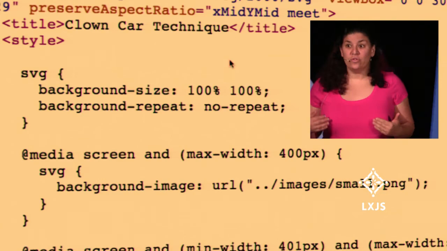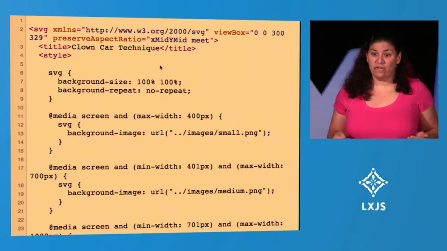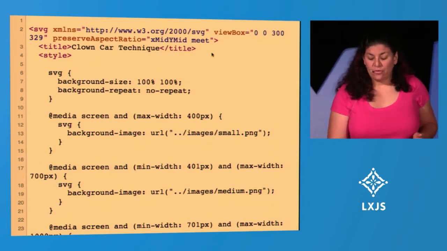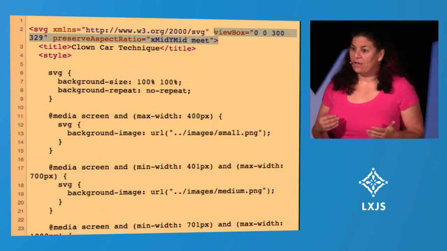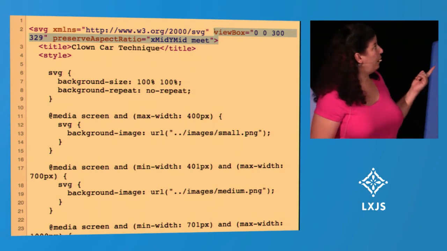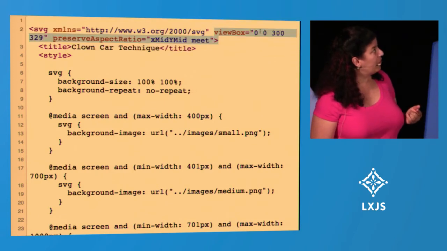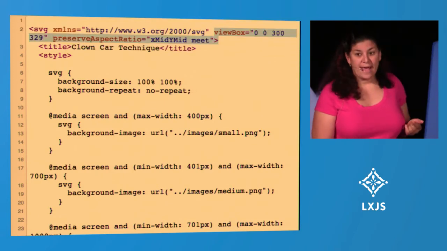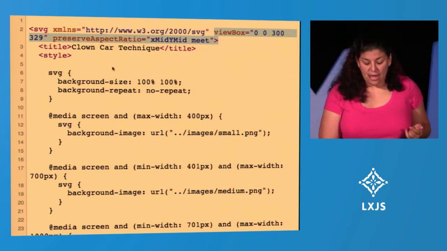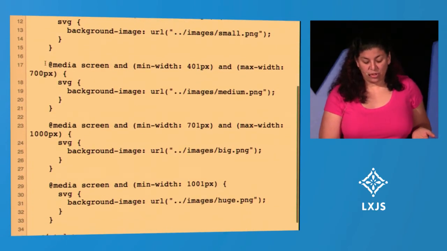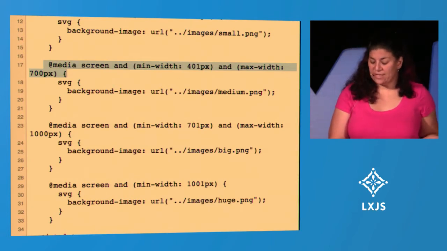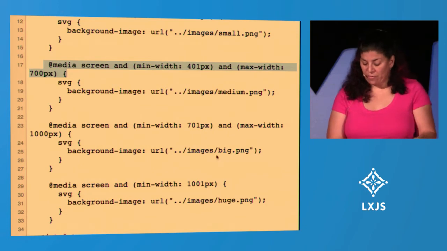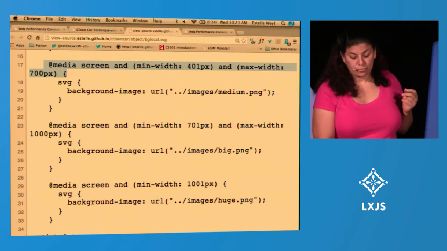So what it is doing is using the object tag and pulling in an SVG file. And the SVG file itself is pulling in the correct image. The trick to it is right here. I have a viewBox with the size of the default image, which is 300 by 329, starting in the top left-hand corner, and I'm preserving the aspect ratio. And then I'm basically saying media screen, if it's between 401 and 700, then send a medium image. I have a big image, a huge image, and a small image.